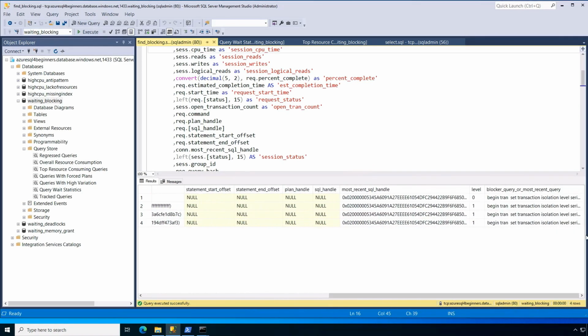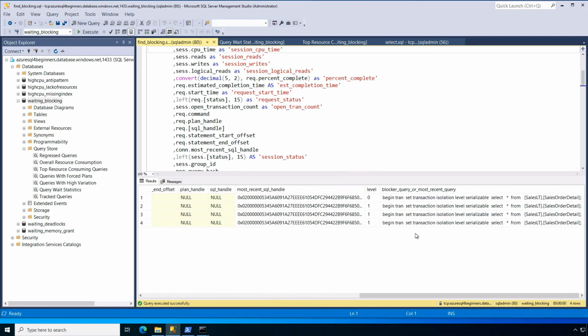And this DMV is designed to figure out what was the most recent query that this particular session had run that's not actively running. We can see it started a transaction and it ran a select statement under what's called the serializable isolation level, which is going to cause this transaction to hold those key locks open so that when we run our other type of queries, we're going to get blocked by it. This is a typical blocking chain with a lead blocker to look at.